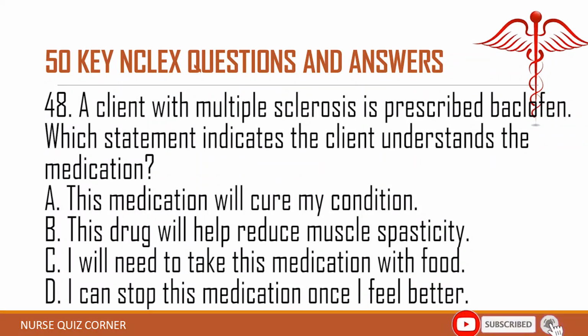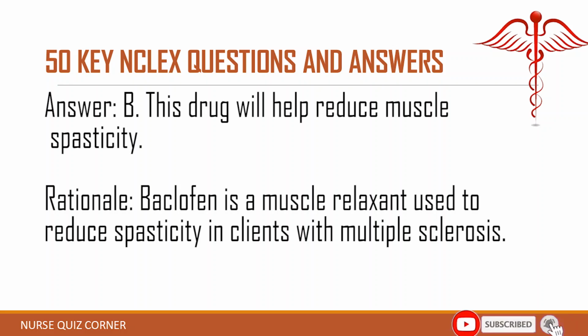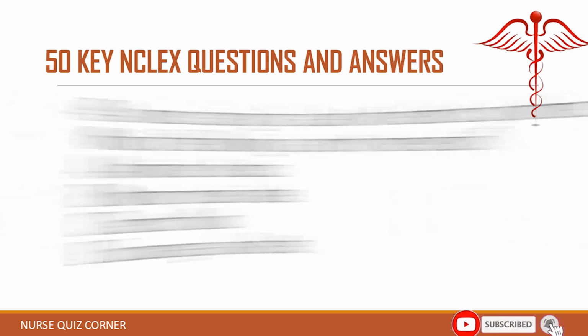48. A client with multiple sclerosis is prescribed baclofen. Which statement indicates the client understands the medication? A. This medication will cure my condition. B. This drug will help reduce muscle spasticity. C. I will need to take this medication with food. D. I can stop this medication once I feel better. Answer. B. This drug will help reduce muscle spasticity. Rationale. Baclofen is a muscle relaxant used to reduce spasticity in clients with multiple sclerosis.